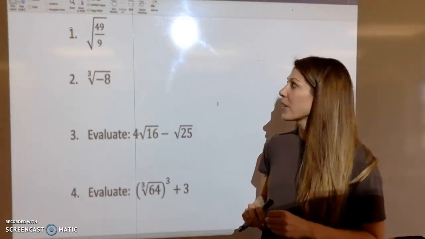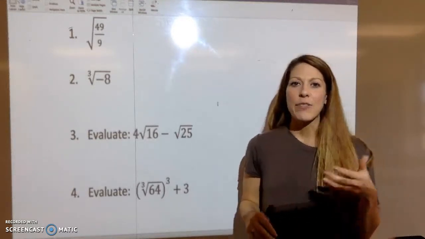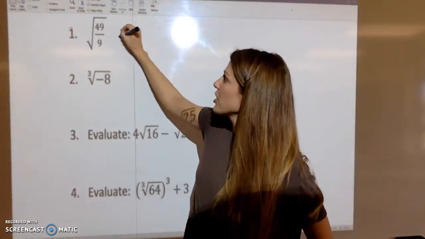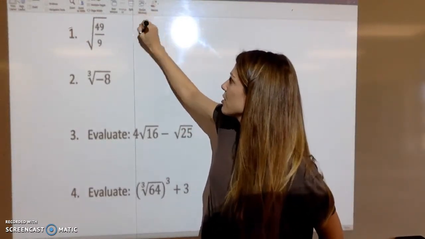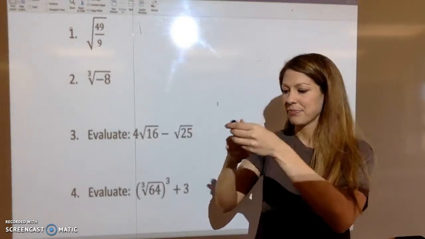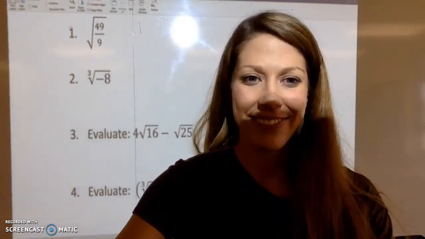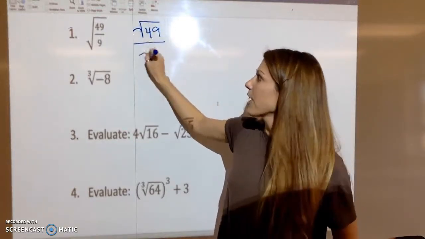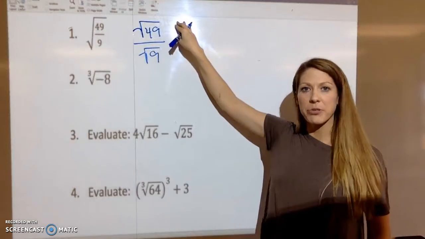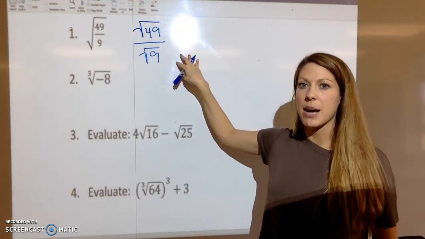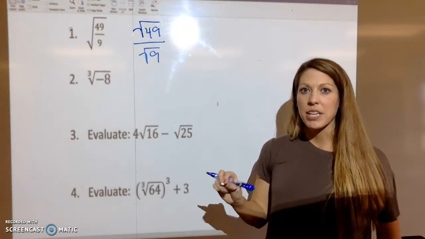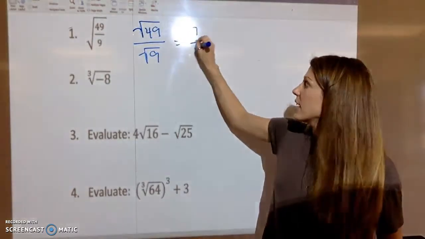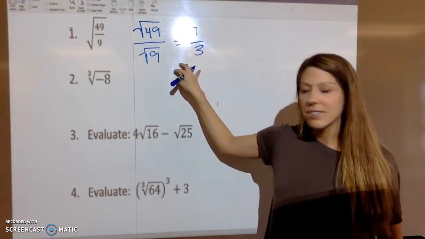Number 1, we're taking the square root of 49 over 9. Now, if you try to divide 49 divided by 9, you get something messy. So we can change that to the square root of 49 over the square root of 9. That makes things a little bit more simple because we do know the square root of 49 is 7 and the square root of 9 is 3. So our answer is just 7/3.